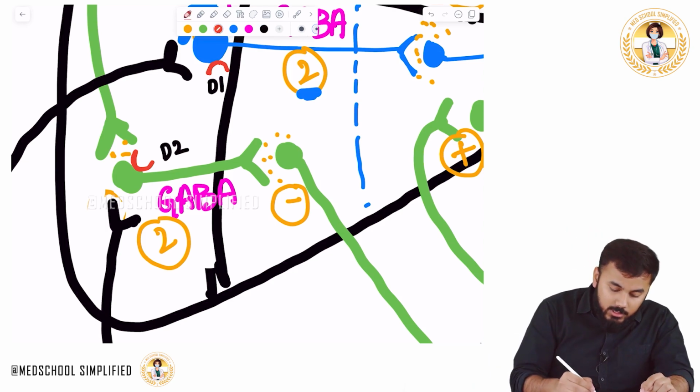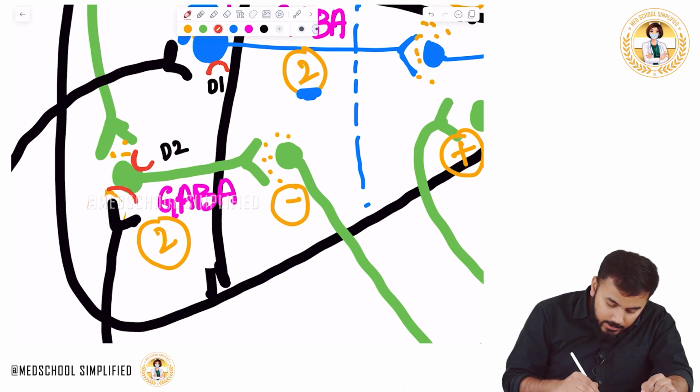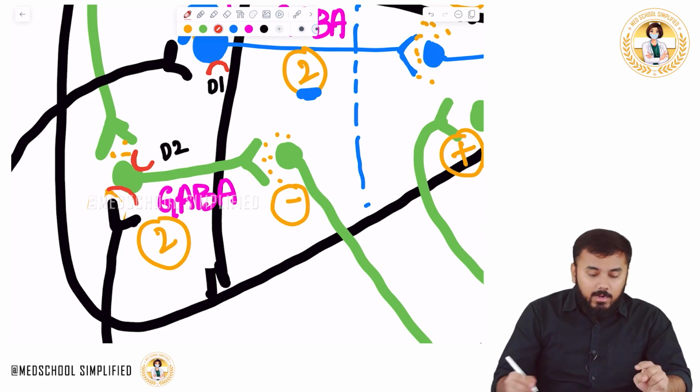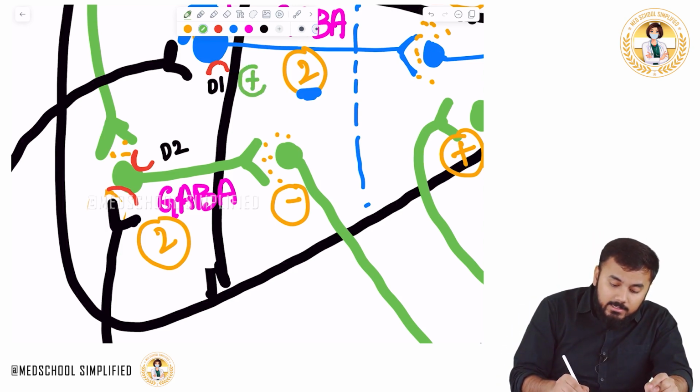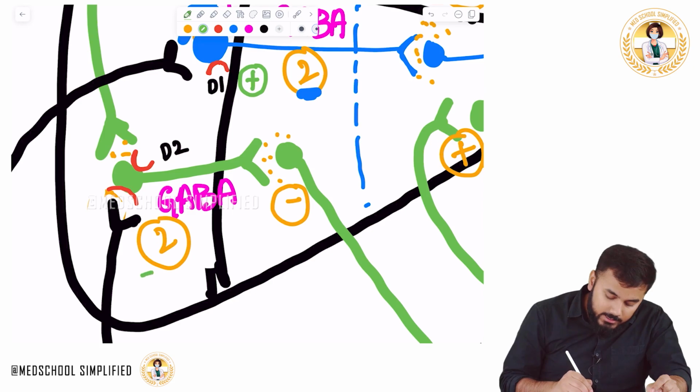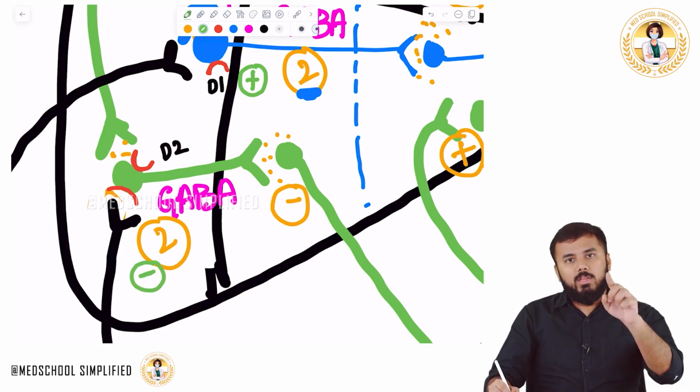Okay. So you see, there is a receptor here. This receptor is called D2 receptor. D1 receptor is an activatory receptor. D2 receptor is an inhibitory receptor. What do I mean by that?